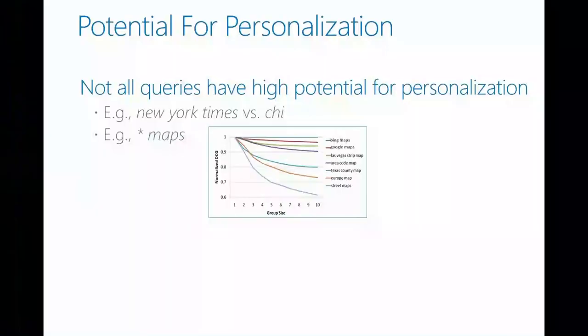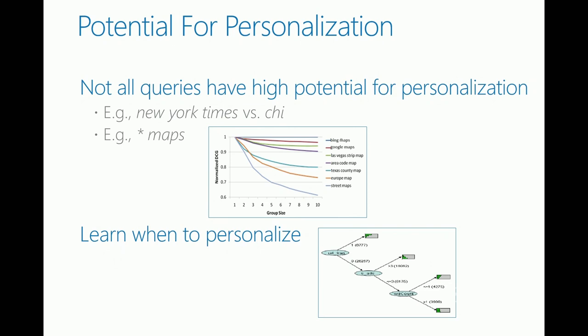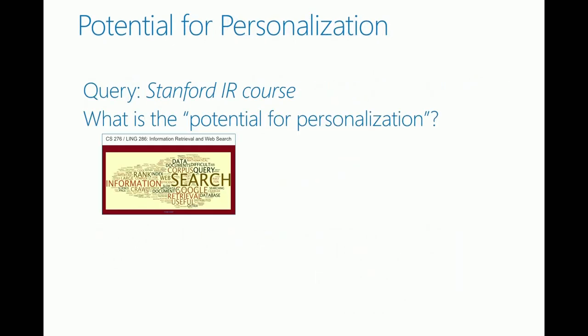And here's actually a fun query where you look at maps. The first one is Bing Maps. Almost everybody goes to the same site if they issue that query. Google Maps, similarly. If you get to Texas County Maps, there's more variability in what people click on. If you go to Street Maps, there's even more variability. So different queries vary in the amount that you can improve them through personalization. In a lot of this work, we learn models about how to personalize.